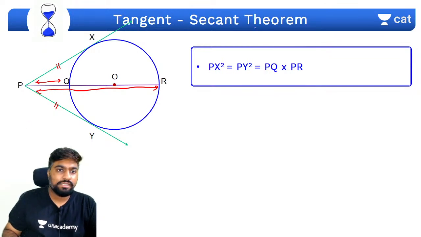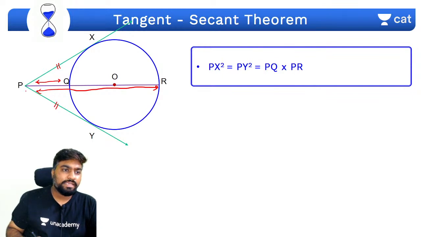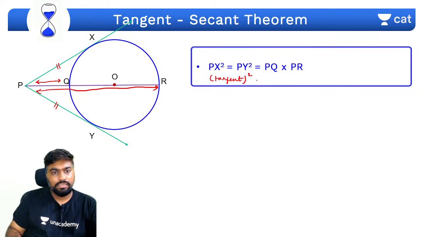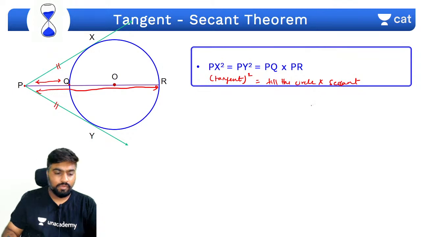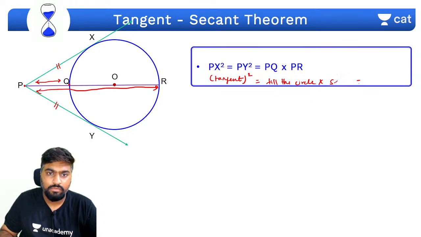This is your tangent secant theorem. PX or PY is nothing but the tangent. So the square of the tangent is equal to PQ, that is the distance from the point of origin of the secant till the circle, into the entire secant's length. Got it? These will be equal.